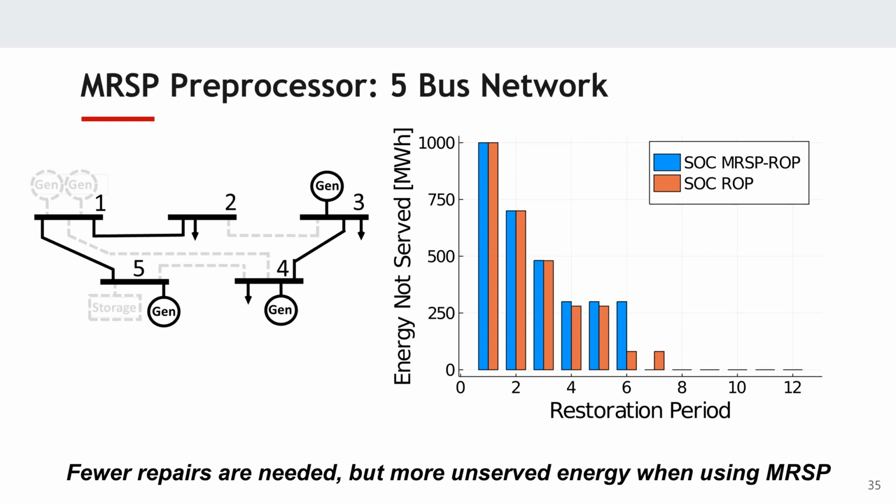But there was more total unserved energy. The issue here is that certain combinations of repairs, when considering all of them at once, could have less unserved energy in this problem. But doing that, considering all those repairs together, is much more difficult to do. There are more mixed integer variables in this problem. It's a much more challenging problem to solve.